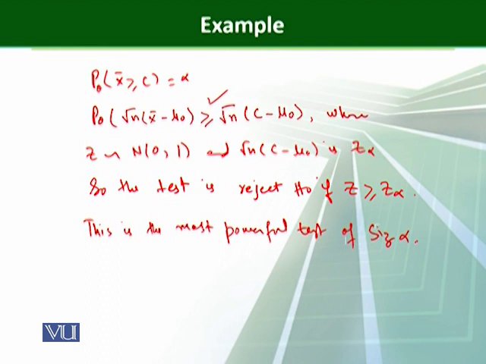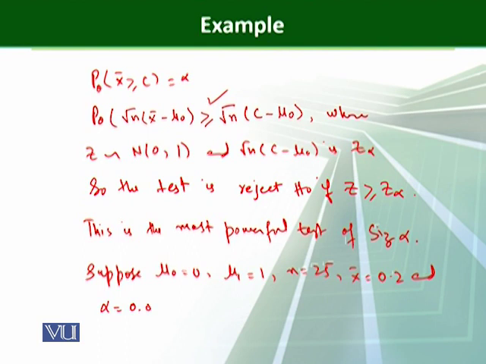Now we use this for a practical situation. Suppose we assume some values: mu naught, let's say, is equal to 0, mu 1 is equal to, let's say, 1, n is 25, x bar is assumed to be, let's say, 0.2, and alpha is 0.05. Now we calculate.